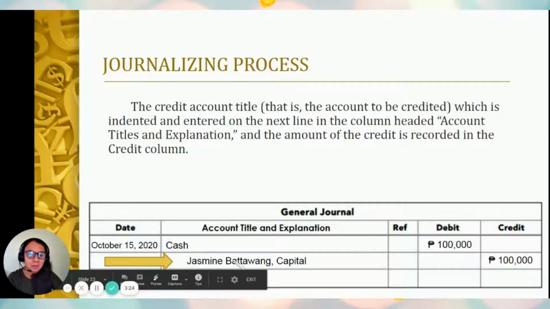And then the amount corresponding to this account title should be written in line, but under the credit column. So you debit cash and you put the amount under the debit column. You credit Jasmine Batawang Capital, it should be indented, and the value should be under the credit column.